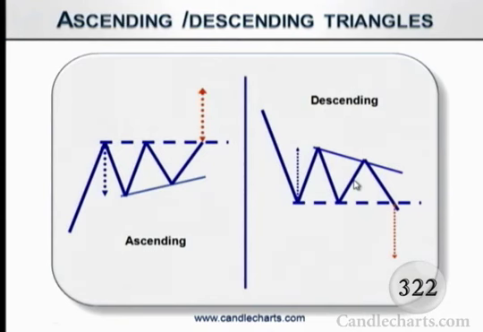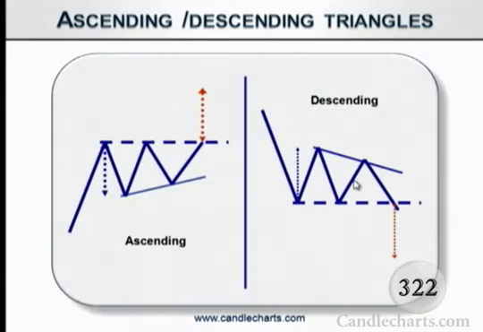Okay, triangles, ascending and descending triangles. An ascending triangle, and it's kind of interesting because the shape of the pattern kind of implies which way it's going to break out. So an ascending triangle, horizontal resistance, and what's happening with the lows, you have higher lows. So what's happening is buyers are getting more aggressive. They're buying at higher levels. And once the market breaks above the resistance area, it's a bullish breakout.